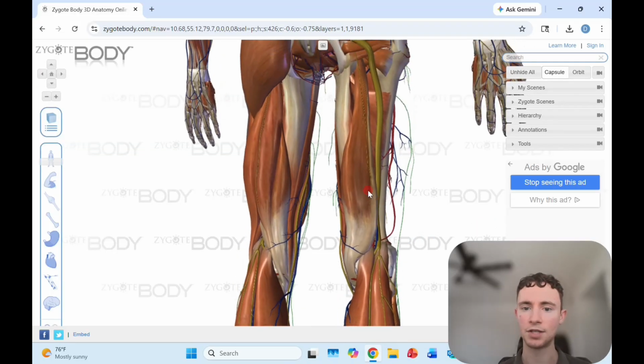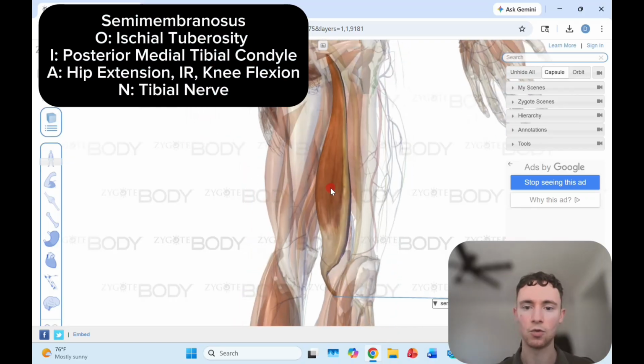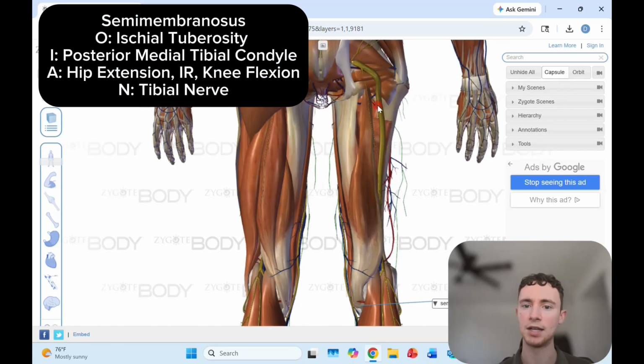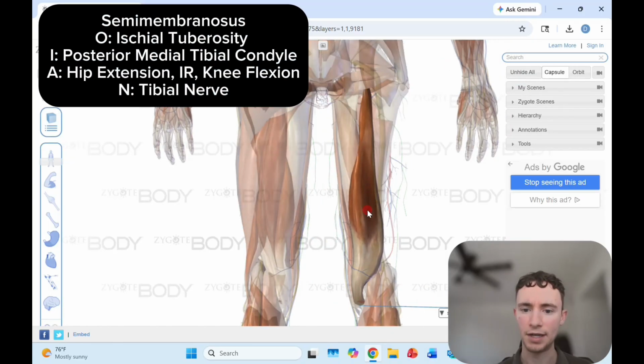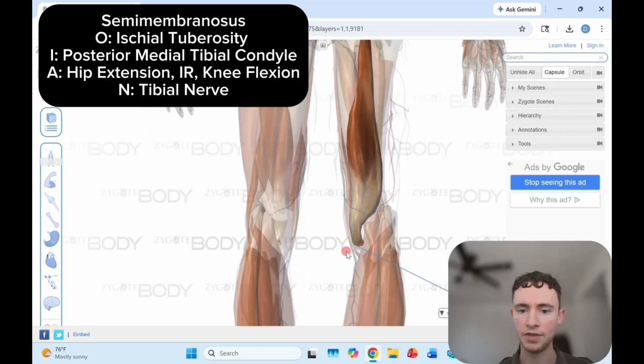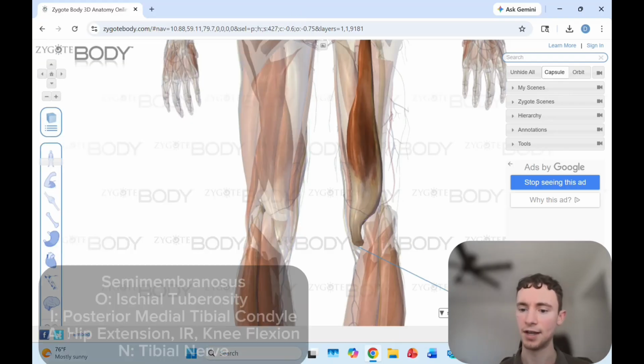And then our last one is the semimembranosus. It's this wide muscle here that attaches again to the ischial tuberosity. Coming on down, it attaches to the back of the medial tibial condyle, crossing the knee joint. This is innervated by the tibial nerve, and it produces knee flexion and hip extension as well.